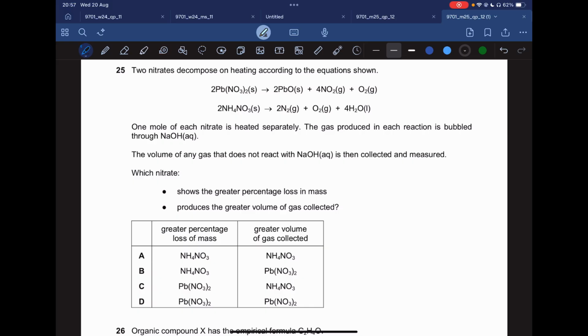Question 25. Two nitrates decompose on heating according to the equations shown. 1 mole of each nitrate is heated separately, and the gas produced in each reaction is bubbled through sodium hydroxide. The volume of any gas that doesn't react with sodium hydroxide is then collected and measured. Which shows the greater loss in mass, and which produces the greater volume of gas?